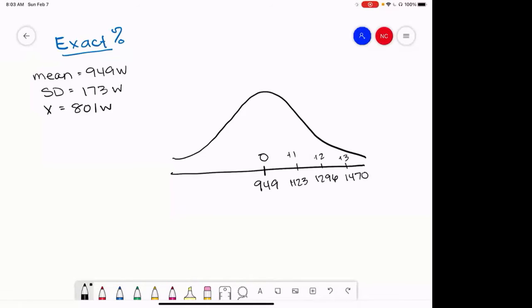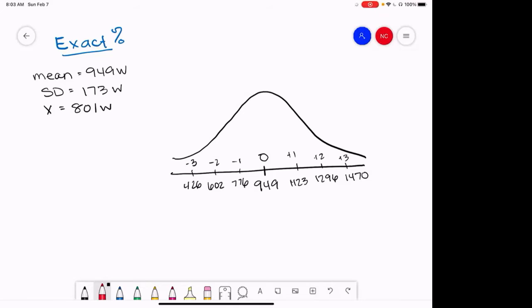Okay, similar things if we go below the mean. We have -1, -2, and -3 standard deviations. So we would start at the mean and we would subtract 173. So we have 776, 602, and 429. Right? And so within this distribution, we can ask ourselves, where does 801 exist?